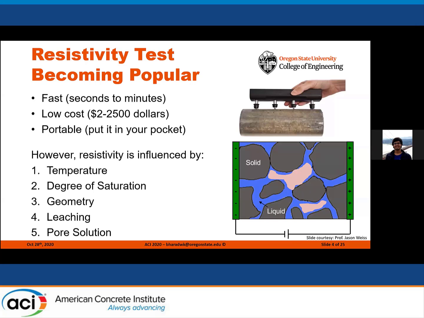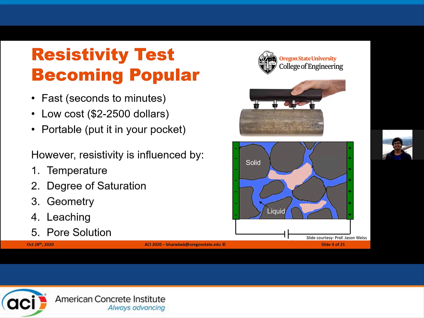The resistivity of concrete is influenced by several factors such as the temperature of the sample at measurement. Usually a higher temperature leads to a lower resistivity. The resistivity of concrete is influenced by the degree of saturation of the concrete. Sometimes the resistivity has geometry correction factors. The resistivity is influenced by leaching of ions, and the resistivity depends on the pore solution resistivity itself. But the microstructure of concrete does not depend on these parameters that I've listed. Hence, we need a better parameter to specify, something that's related to just the microstructure of concrete.